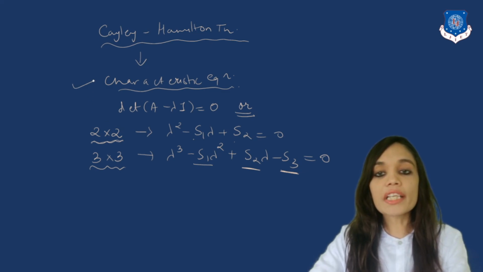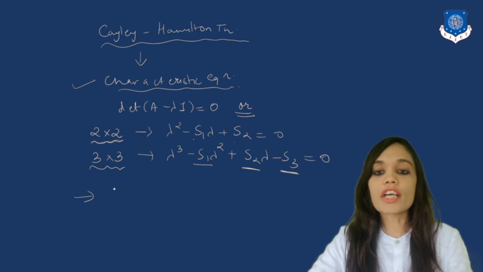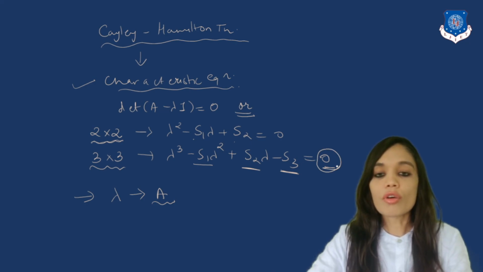Now after finding the characteristic equation, the next step is we have to replace lambda by the matrix A, right? So on replacing, you have to verify whether you are getting the answer as a 0 matrix or not. Okay, and suppose you have to find A inverse or A raised to 4, what you have to do? Multiply this characteristic equation by A inverse or A, etc.